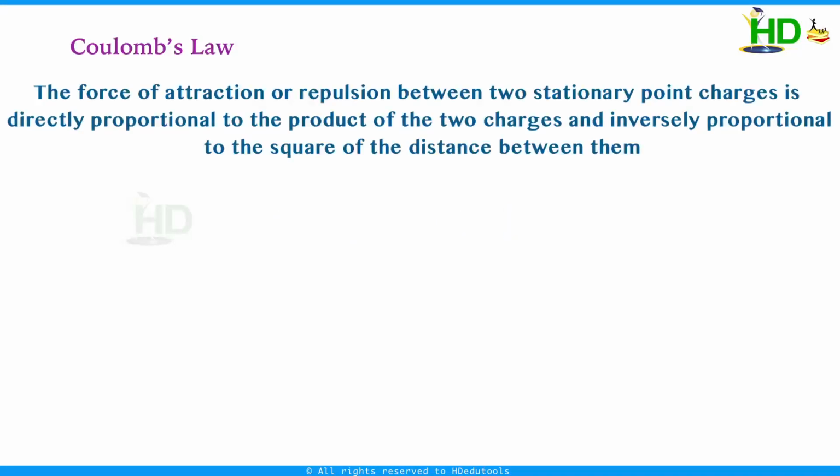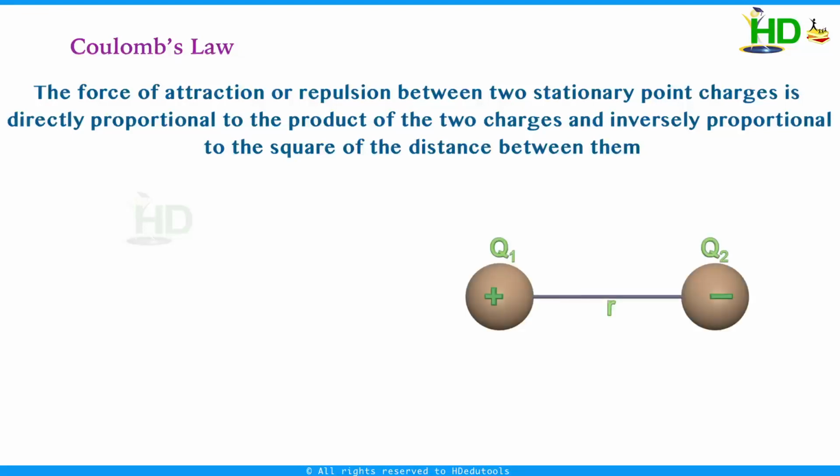Coulomb's law. According to Coulomb's law, the force of attraction or repulsion between two stationary point charges is directly proportional to the product of the magnitude of two charges and inversely proportional to the square of the distance between them. And the direction of this force is along the line joining the two charges.